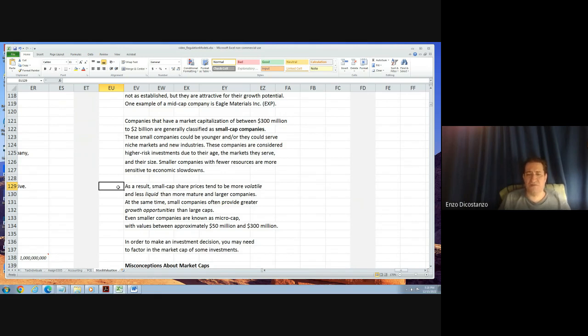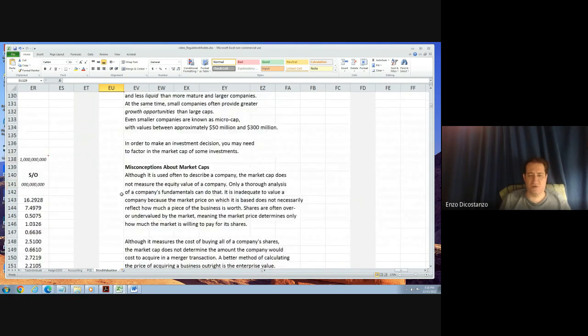So certainly companies go through all the steps as you go along, and then there are some misconceptions about market capitalization. It says it's often used to describe a company, but it does not measure the entire equity; only through analysis of the fundamentals can we do that. Although it's often used to describe a company, the market cap does not measure the equity value of a company. Only through analysis of a company's fundamentals can we do that. So it is inadequate to value a company based on the market price, which does not necessarily reflect how much a piece of the business is worth. Shares are often over or undervalued in the market, meaning the market price determines only how much the market is willing to pay for the shares.